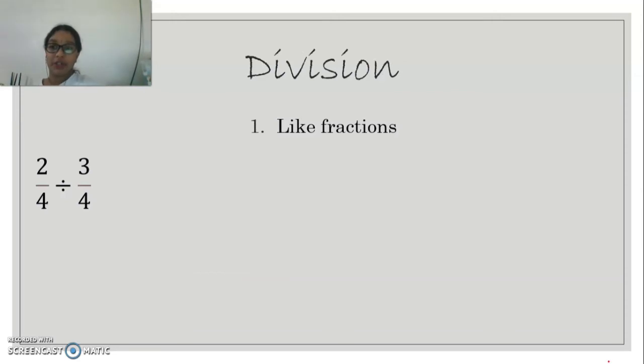Now, division. Division is a tricky part. Let's start with like fractions. Division in like fractions and unlike fractions is the same as multiplication. See, the division of fractions is not possible. So what we do is we are going to be taking the reciprocal.